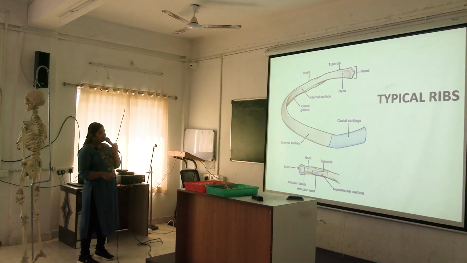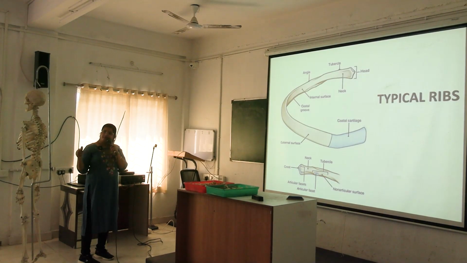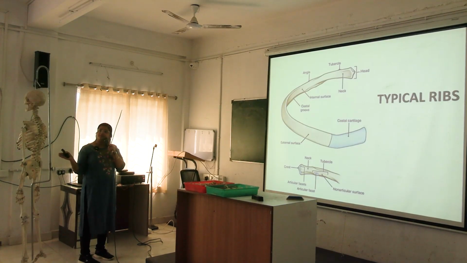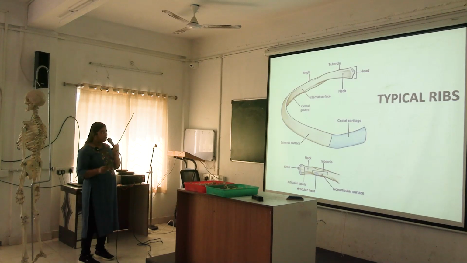And you can see here the crest is separating two facets, the upper smaller and the lower larger facet. The lower larger facet articulates with the corresponding vertebra, and the upper smaller facet articulates with the vertebra above. The neck is connected with the transverse process of the vertebra via a ligament. And here is the tubercle. The tubercle has a non-articular part and an articular part. The articular part has an oval facet which articulates with a facet on the anterior surface of the transverse process of the thoracic vertebra.